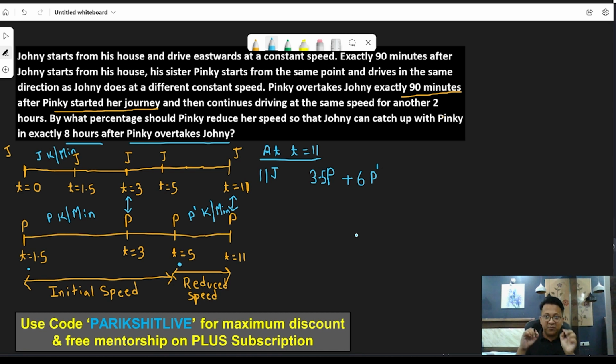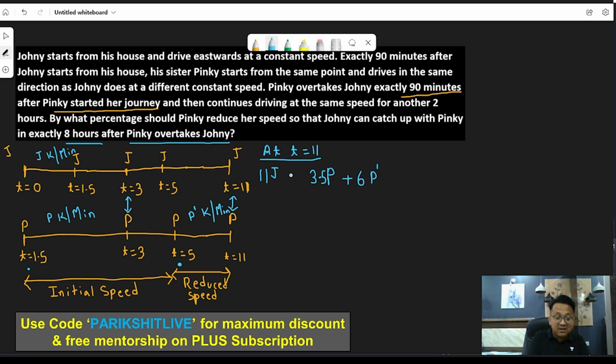Why? Because there are two different speeds. Initially, from t is equal to 1.5 to t is equal to 5, so basically 3.5 hours, you travel at a speed of p. So speed into time, speed is p, time is 3.5 hours, so 3.5p. And for the later 6 hours, you travel at a speed of p dash, which is the reduced speed. So for 6 hours, 6 into p dash.